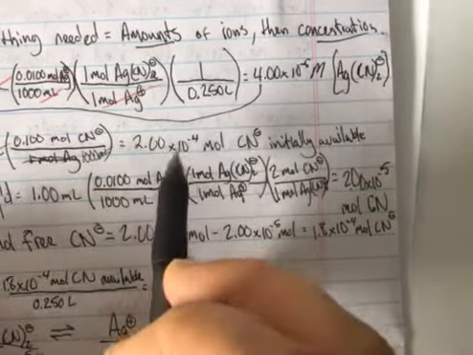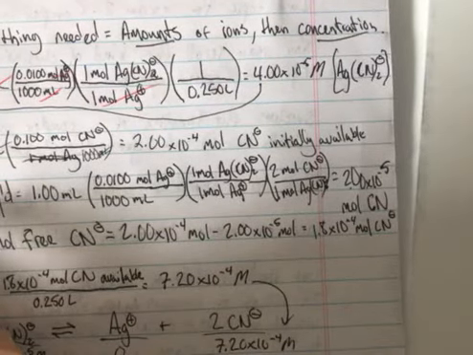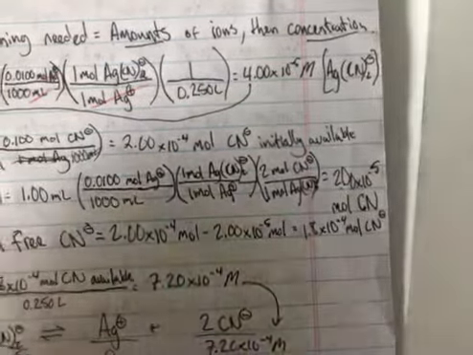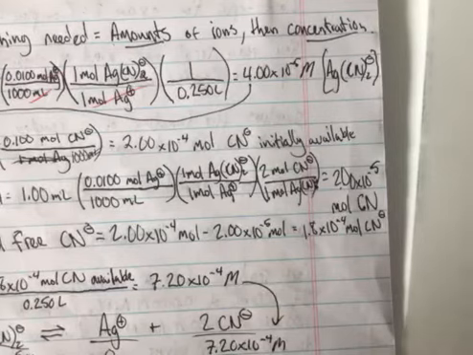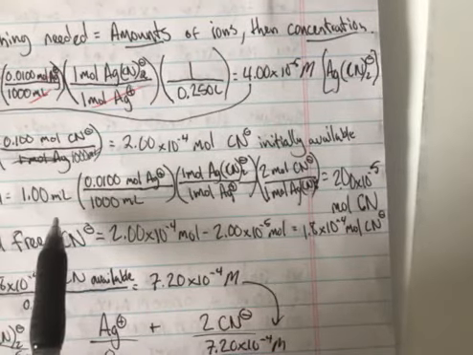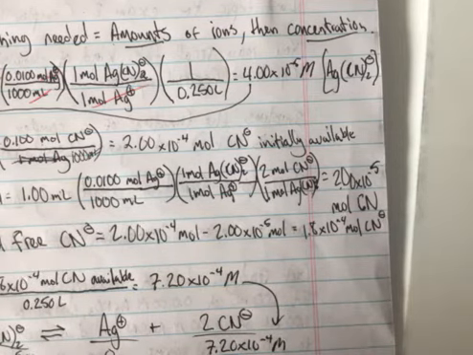Once we take that amount and figure out the moles of CN minus required to form silver cyanide, we're going to then plug everything out and see how much of the cyano group is going to be free. So eventually we're going to figure out what KF or KD is going to be.